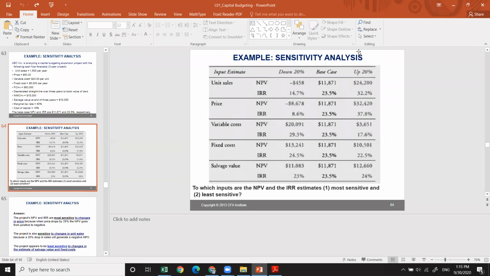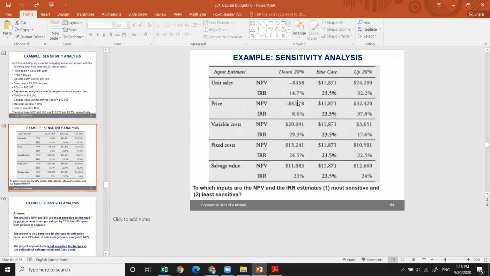So from here, we can see that the project NPV and IRR are the most sensitive to changes in price, because when the price drops, the NPV goes from positive to negative. Here it was positive and it just goes negative directly, and it goes even more negative here. The project is also sensitive to changes in unit sale, because a 20% drop in sales will generate a negative NPV as well, but it's not as sensitive as the price. So this is the information that you can get.